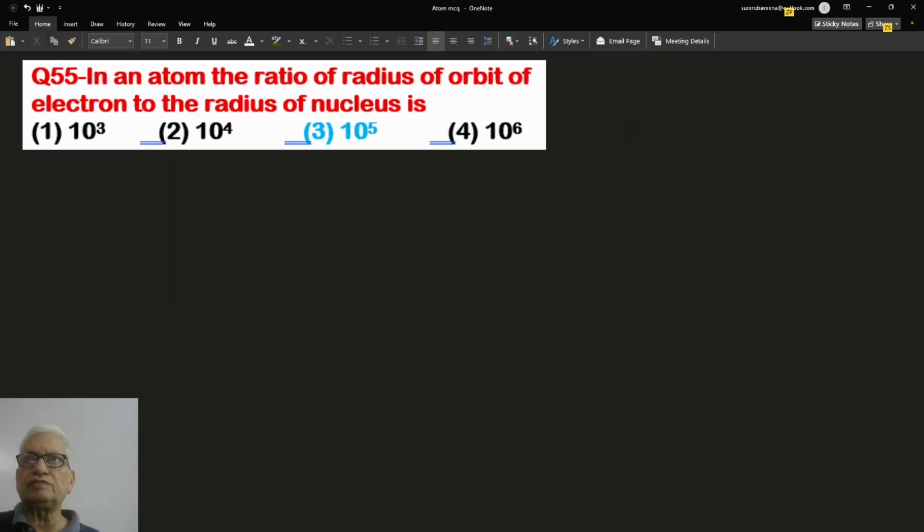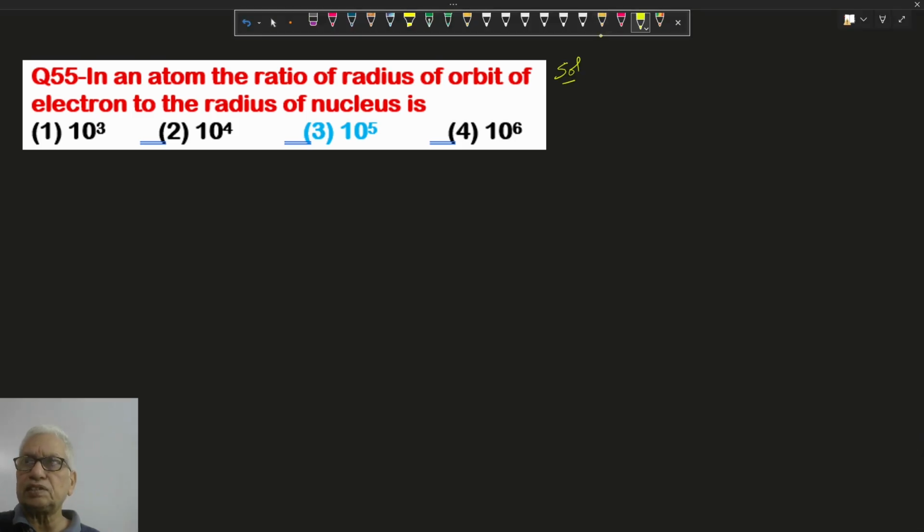In this question, we have to find out the ratio of the radius of the orbit of the electron to the radius of the nucleus. Simply the ratio, radius of atom upon radius of nucleus. The atom radius is at the angstrom level, and the nucleus is at the Fermi level. That comes roughly 10 to the power 5. So the atomic radius is roughly 10 to the power 5 times, about 1 lakh times, more than the radius of the nucleus. So option 3 is correct.